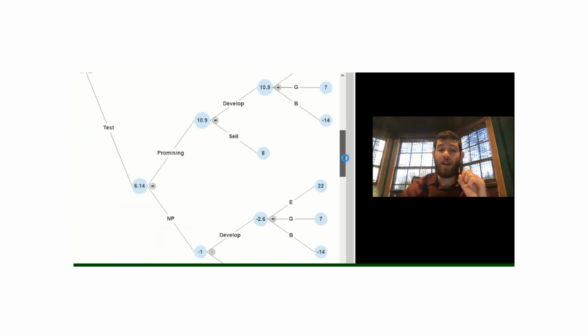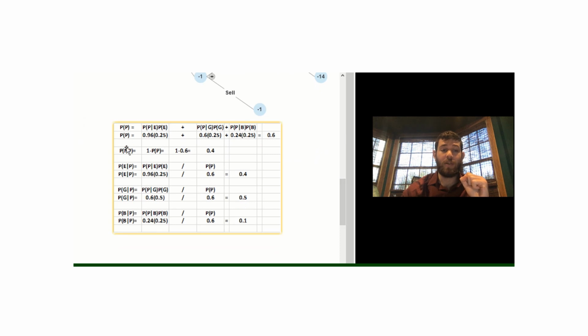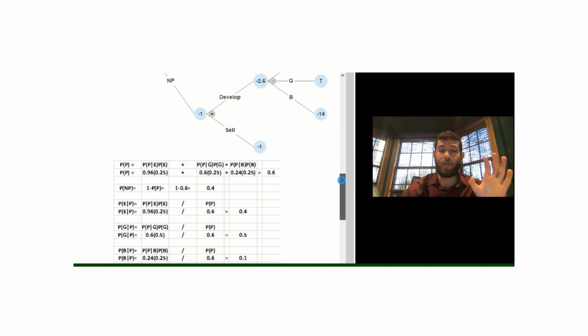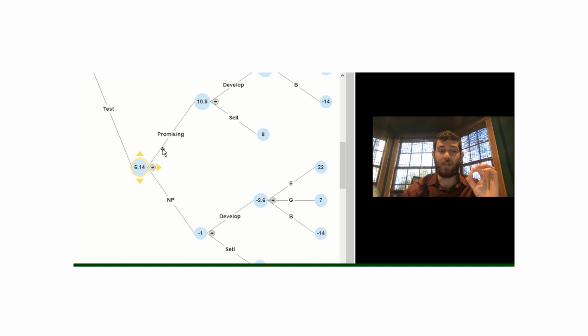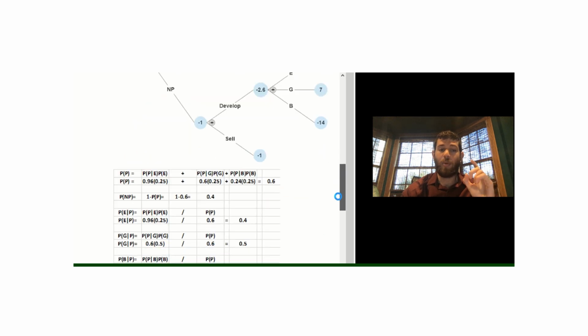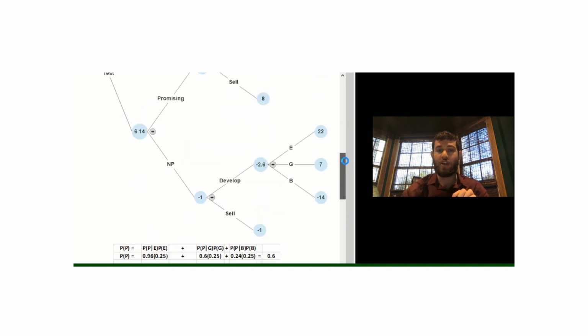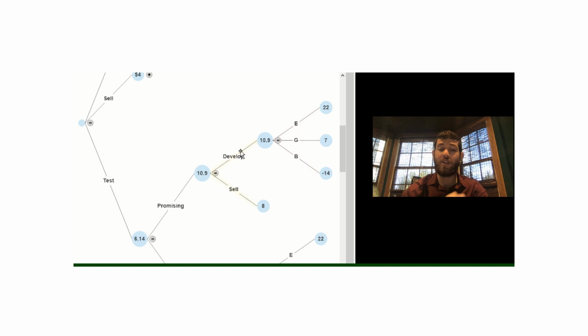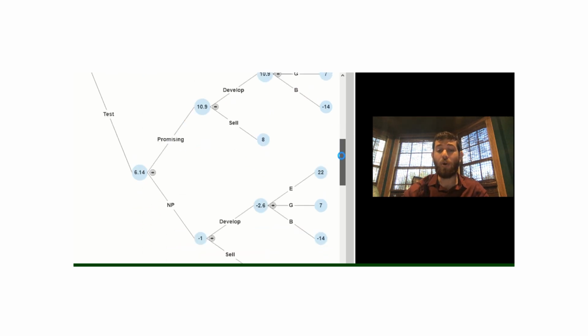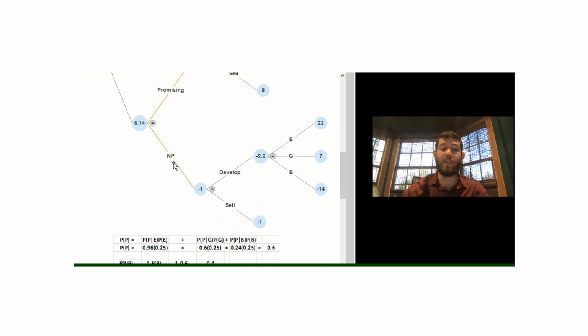Now, remember, these calculations we did, probability of P and probability of NP, were for this part of the tree once we decide to do the test. But the probabilities below, probability of E given P, we only did the conditional that it's promising. So we only have the E, G, B under the condition that the test is promising. We don't have them given it's not promising. How do we calculate it?